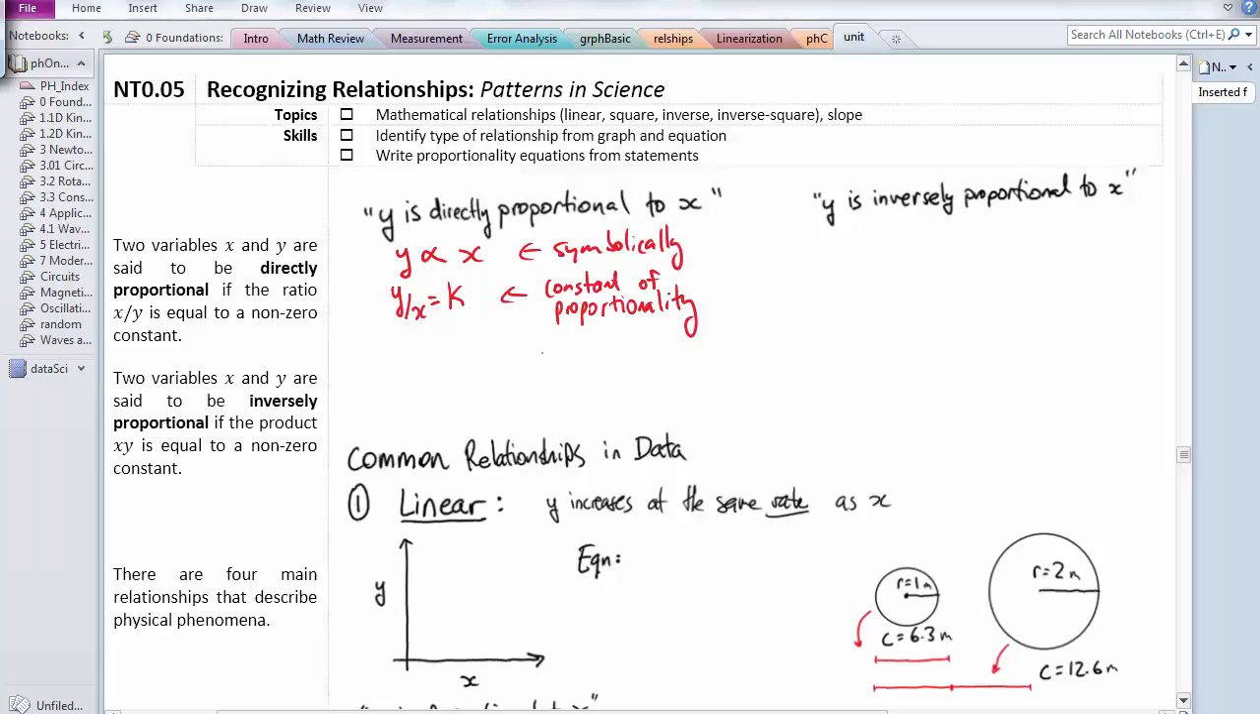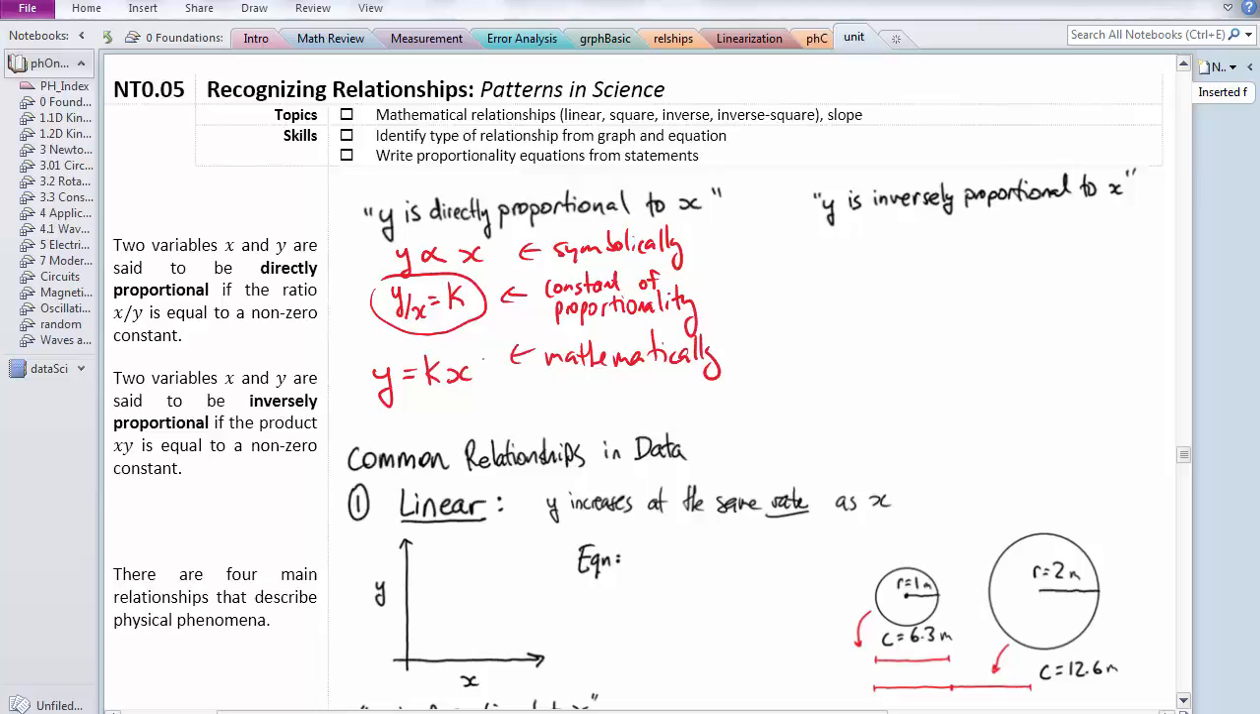And mathematically, direct proportionality looks like a linear equation that you might be familiar with. If you put this into one line, we will have y is equal to k times x. That kind of looks like mx plus b, right? y is equal to k times x. So that's directly proportional to x.